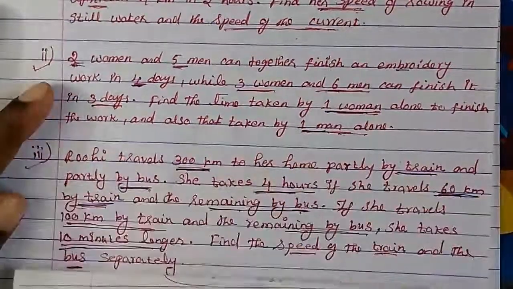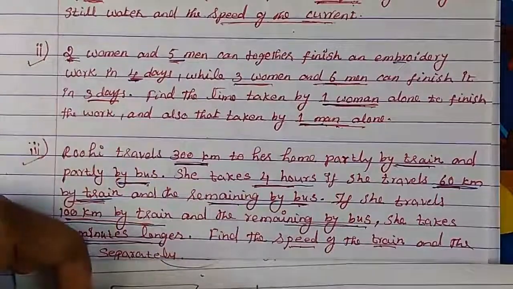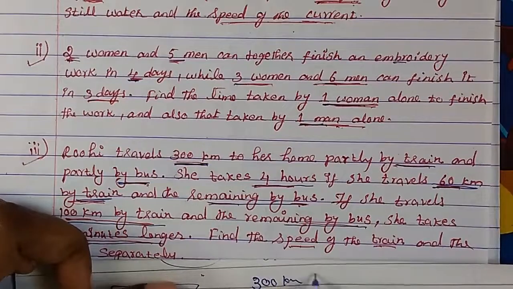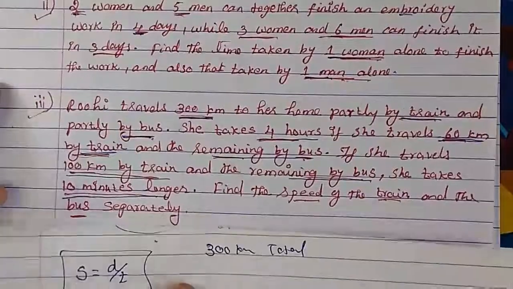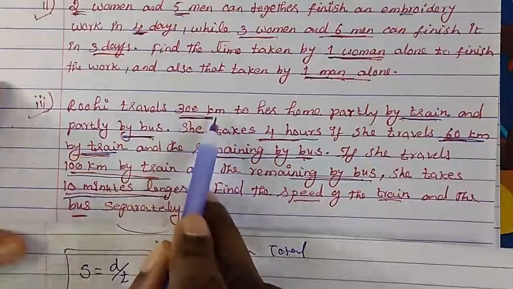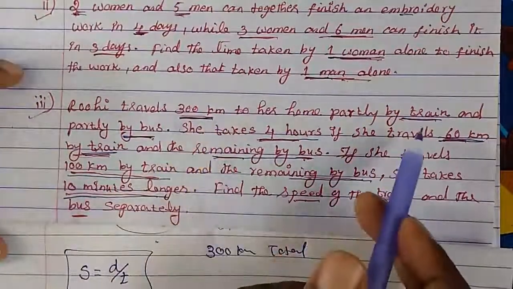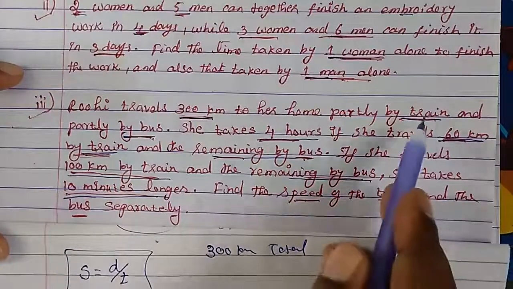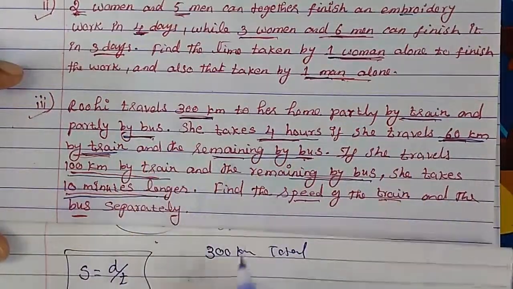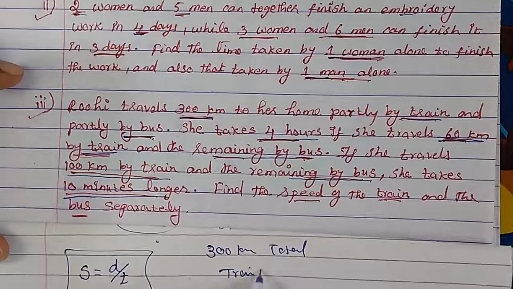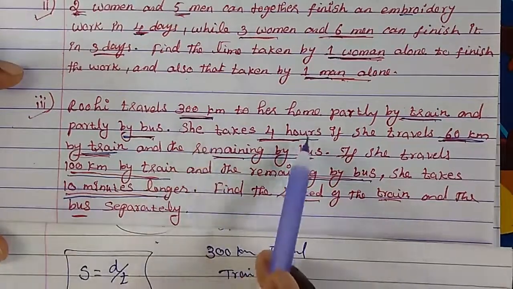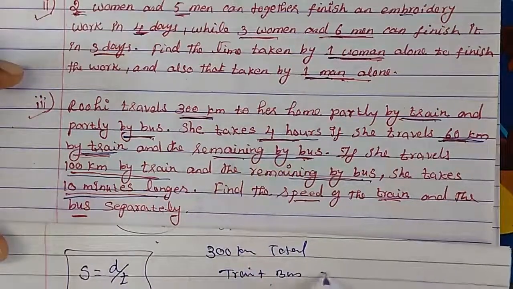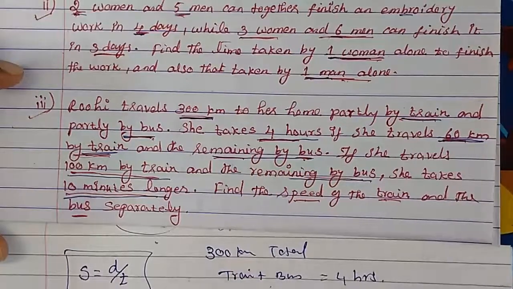But if you see the time that is given, the total distance is 300 kilometer. But in that, the total distance she is covering by train and by bus. So by train plus bus she is covering it. So in total she is taking 4 hours. Together she is taking 4 hours.